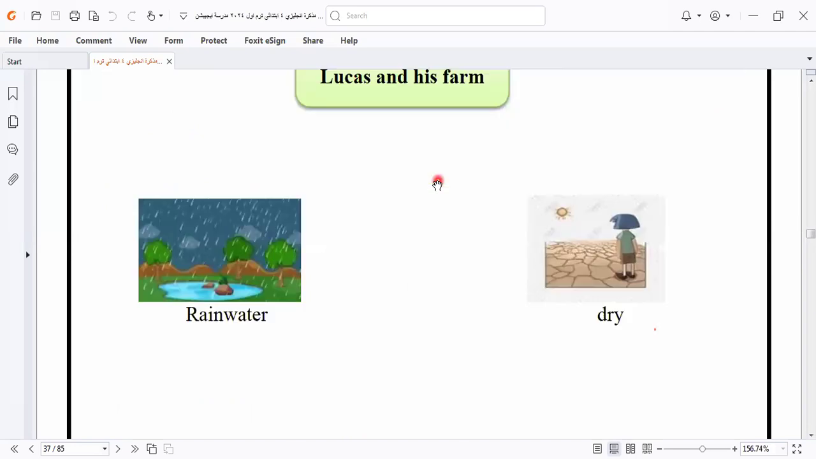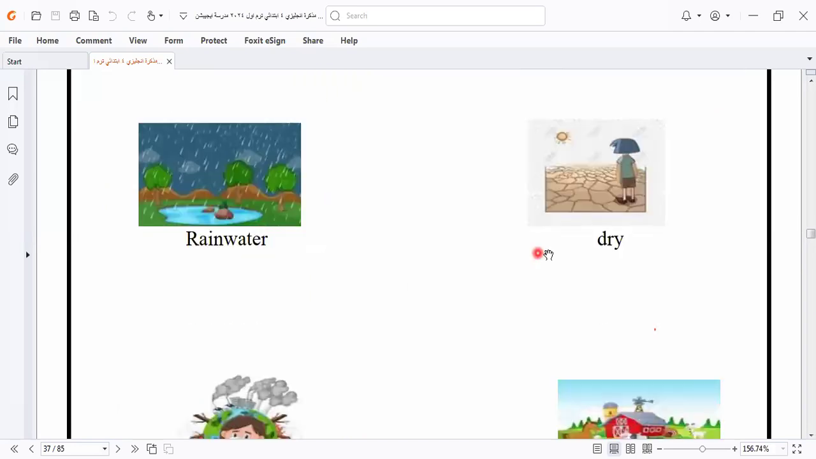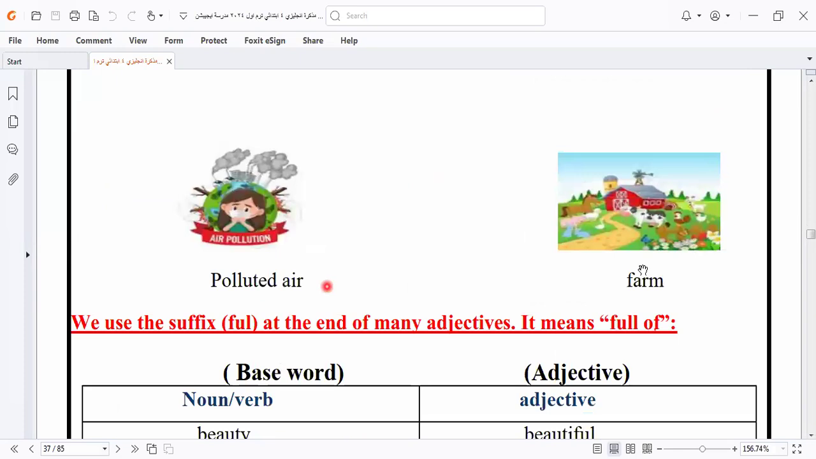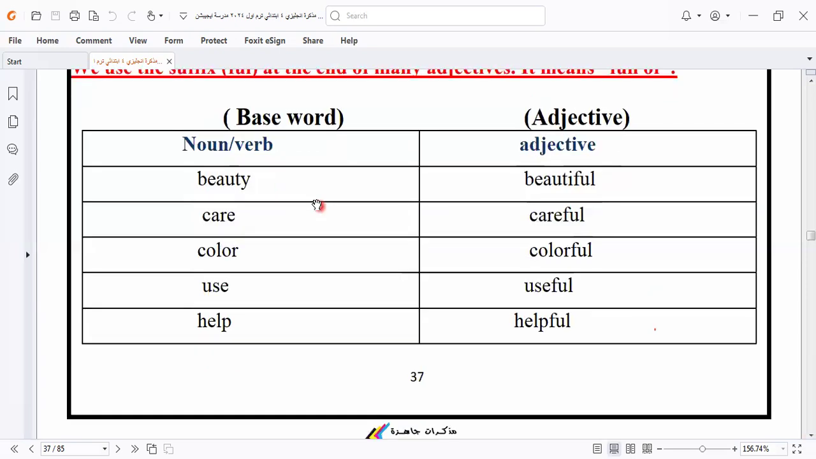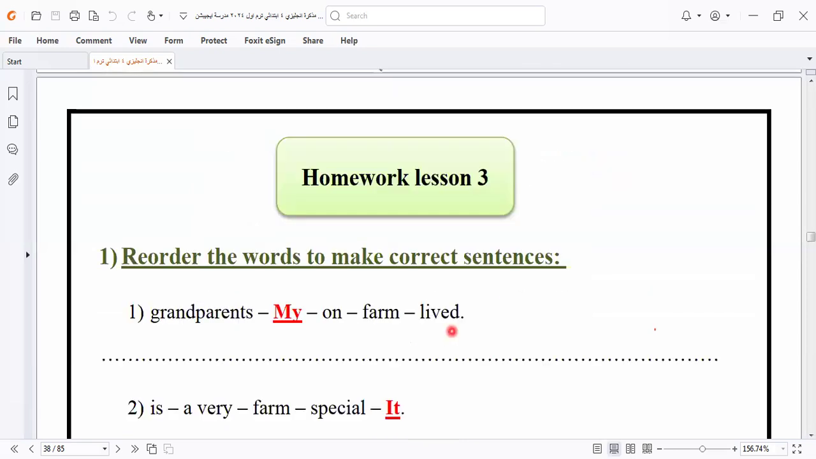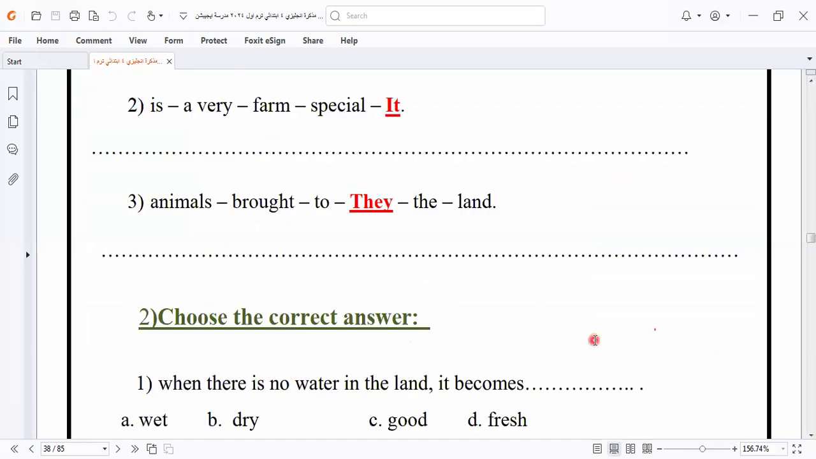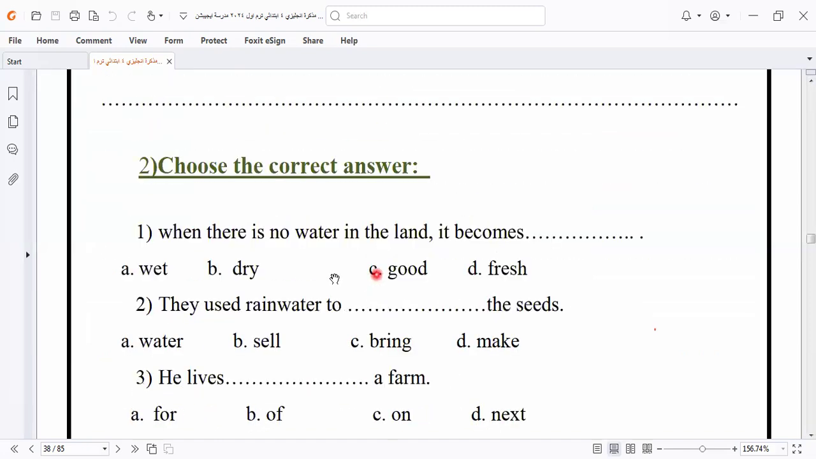Lucas and his farm. We have here running water, dry, polluted air, far. Here we have the base word and the adjective of the word. The base word means the word in the infinitive form. Here we have beauty, beautiful, care, careful, color, colorful, use, useful, help, helpful. Let's answer the questions below. I will leave the rearrange to do as homework, and I will show you how to do it.